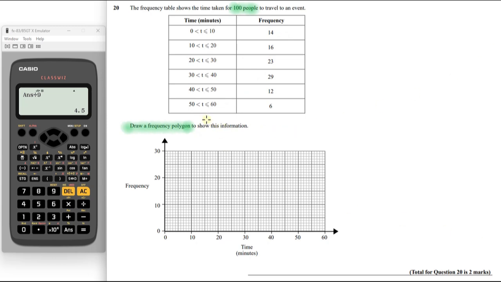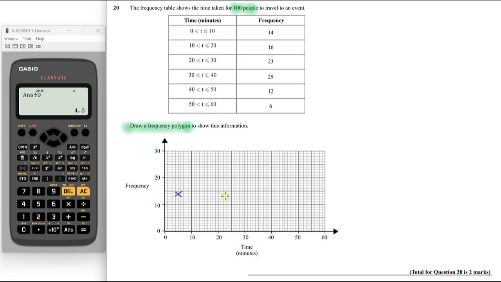With a standard frequency polygon, we're going to use the midpoints of our intervals. So for 0 to 10, we're going to use 5 minutes. We go along to 5 minutes and up to 14 on our frequency axis. Each of these small squares is just 1, so 14 is just there, just below our 15 line.